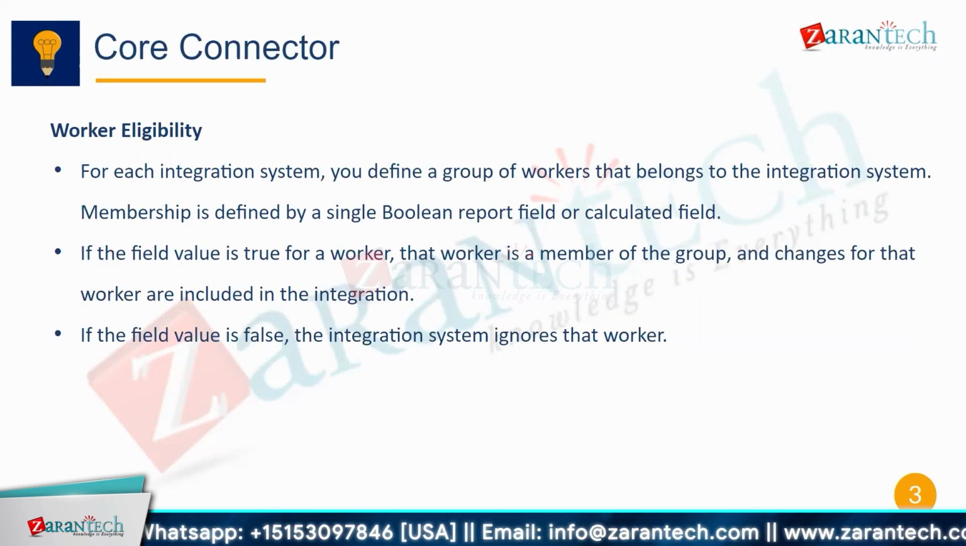So we talked a little bit about eligibility. For each integration system, you can define a group of workers that belongs to the integration system. Membership is defined by a single Boolean report field or a calculated field. So in your advanced reports, where you are extracting the data or the web services that you're pulling the data, you may also set up the worker eligibility criteria as well.